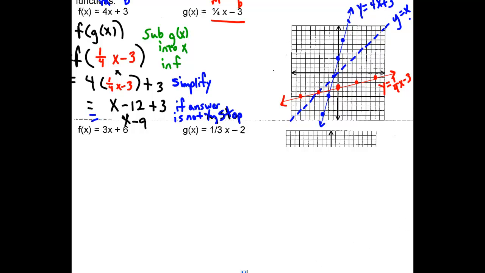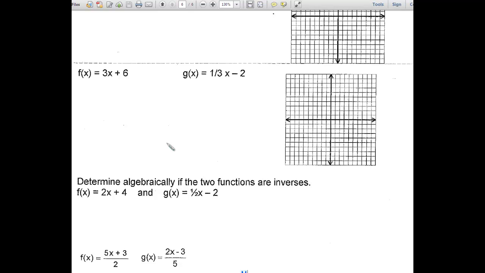Let's look at another example. Let's show algebraically whether these are inverses of each other or not. To do this, we will do the composite function. Since this is starting with f, I will say f of g of x. Starting with the outside function, anywhere I have an x in f, I'm going to plug g in. So let's leave a blank where g of x would be. And g of x is 1/3 x minus 2.